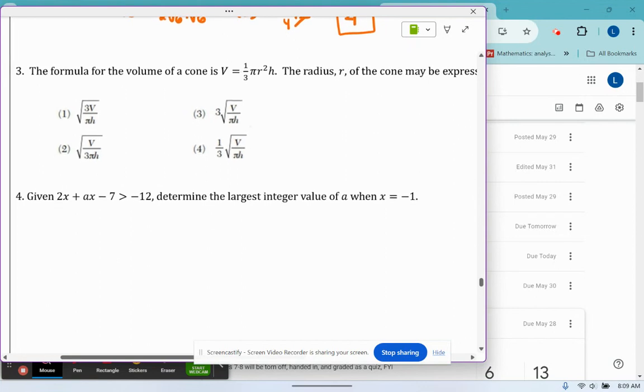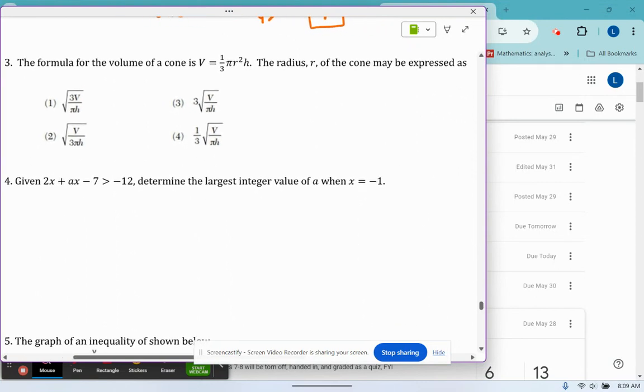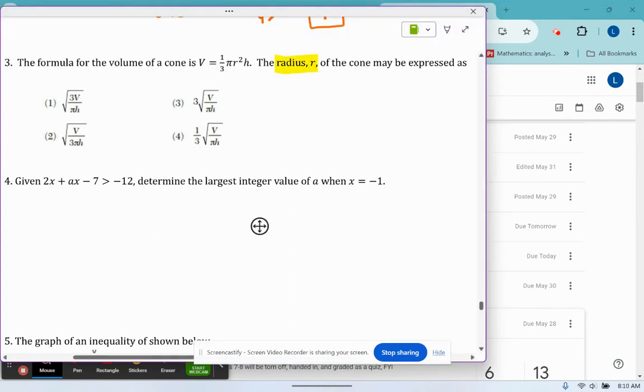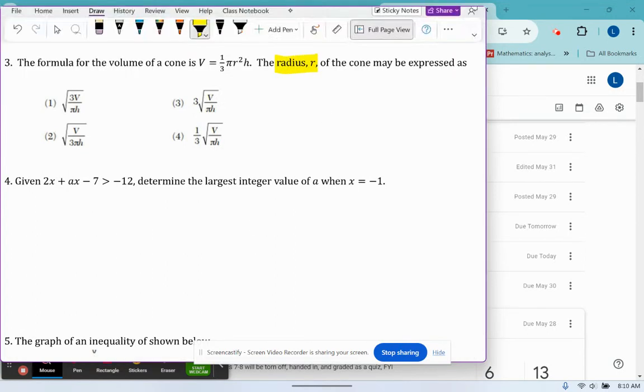Let's try number 3 because it goes in line with the stuff that we were just talking about, solving for a specific variable. Okay, so what are we going to try to do here? It says the formula for the volume of a cone is volume equals 1/3 pi r squared times h. The radius, or r, of the cone may be expressed as. So it's asking us to solve for who? Solve for r.